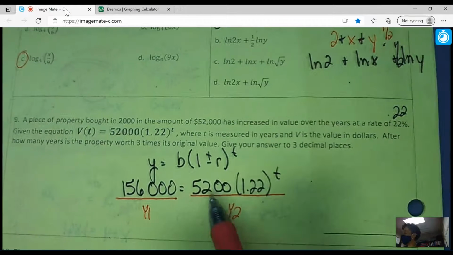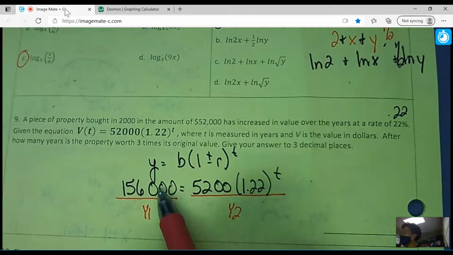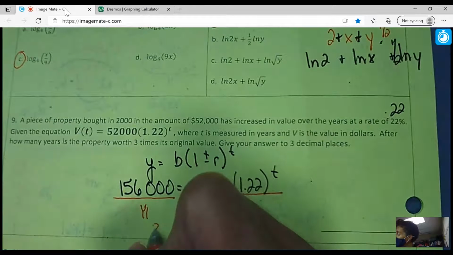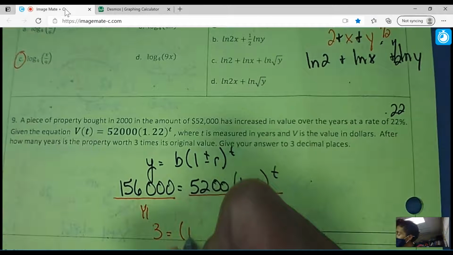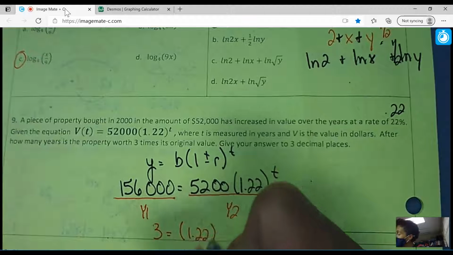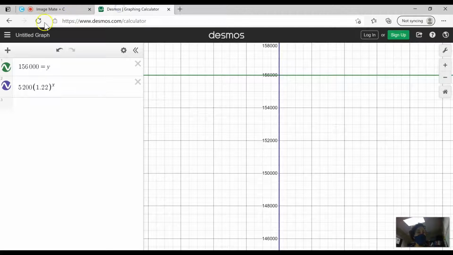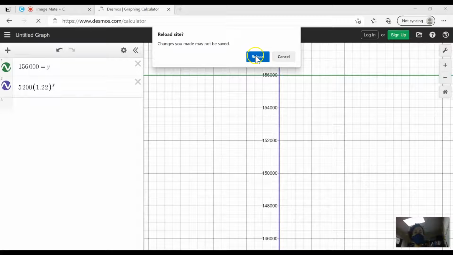What I would do is maybe move this 52,000 over first. And so when I move this over through division, I get this. And this is actually a lot easier to type into the calculator. So let's go back to Desmos. I'm going to refresh this so I get a clean window.